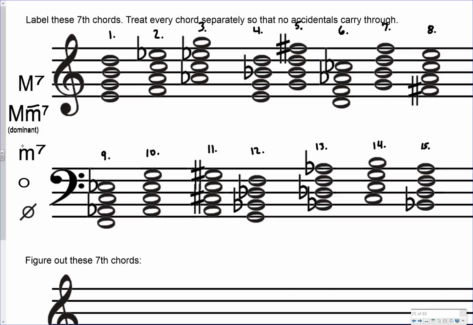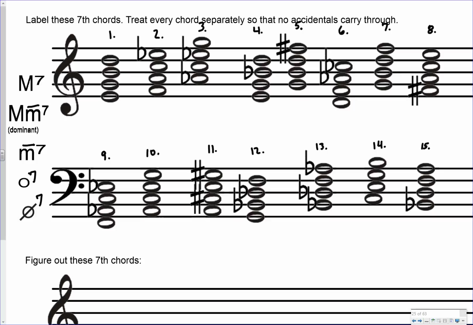Then we have the minor seventh chord, and then we have the fully diminished seventh chord and the half diminished seventh chord. Please remember to put the number 7 in with your response and be very careful distinguishing the difference between a capital M and a lowercase m. Also recall that if you believe the chord to be half diminished, that we need the slash through the circle. If you believe a chord to be fully diminished, it's a circle all alone with the 7.